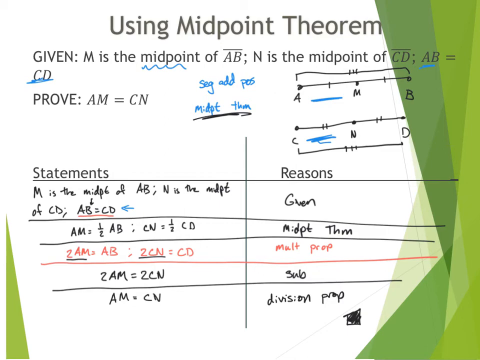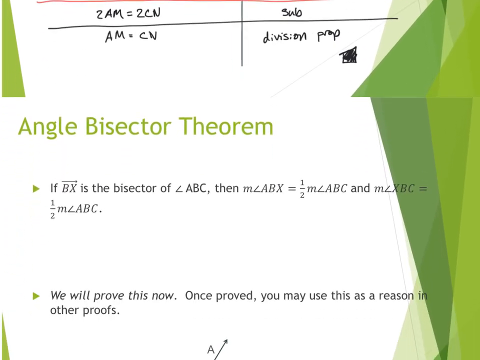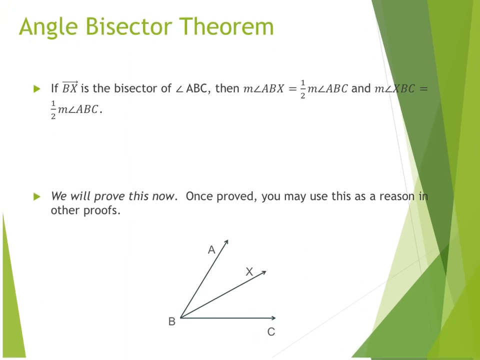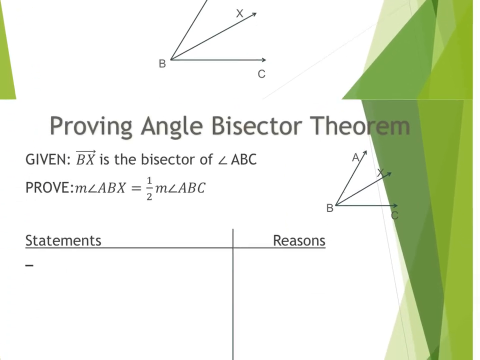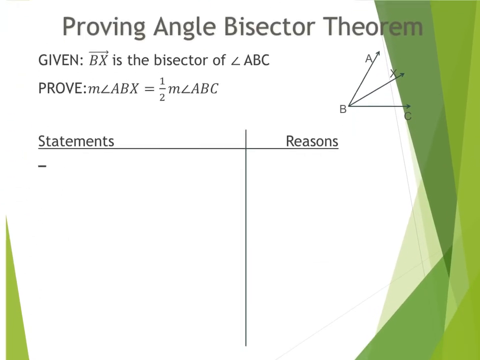Okay. Moving on to our last proof, the angle bisector theorem. The angle bisector theorem is the exact same thing as the midpoint theorem. It's just that midpoints are for segments, angle bisectors are for angles. It's the exact same wording otherwise. So I'm going to let you pause the video to write this down. I'm going to move on to the proving.